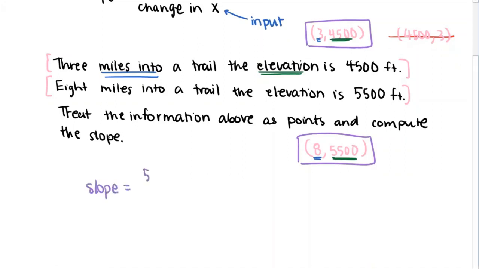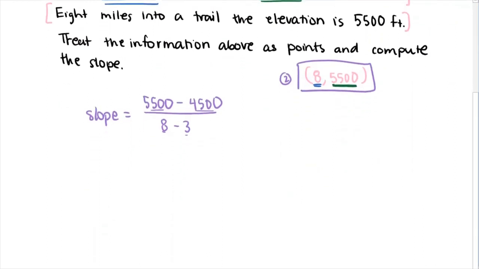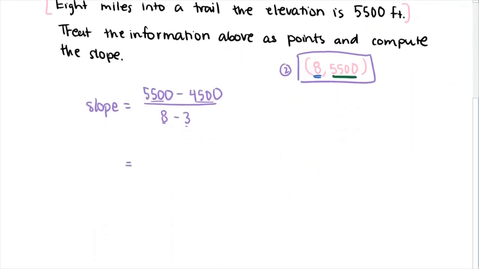Well, it's my change in my output, so I'm going to think of maybe this is the first point, this is a second point. I would take 5,500 minus 4,500, and I would divide it by the change in my input variable, or my independent variable. So this is 8 take away 3. And right, I've got to make sure I've got the same order, right? So 5,500 and 8, 4,500 and 3. And so this difference here is, well, it's 1,000 in the numerator, 500 in the denominator, not 500, 5 in the denominator.